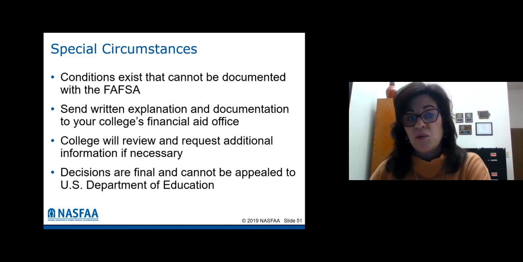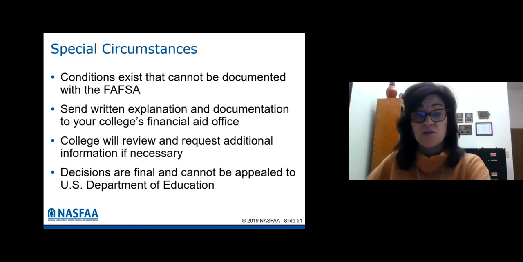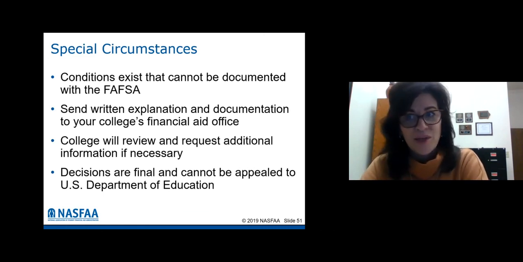We are being hit with more special circumstance requests than we have ever been hit with in my 30 years in history, and that is because of COVID. A lot of incomes don't look the same right now as they looked in 2019, okay?